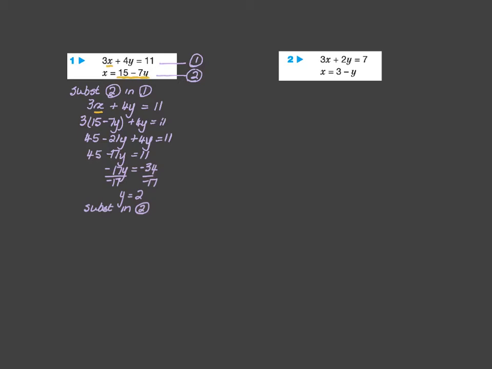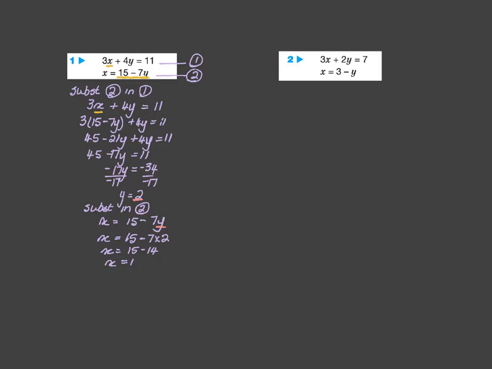The reason why I choose equation 2 is because it tells me x is equal to, and I'm trying to find x. So write down that equation 2, x is equal to 15 minus 7y, and I know that y is equal to 2, so I'm going to put a 2 in place of y. I get x is equal to 15 minus 7 times 2, which is x is equal to 15 minus 14, x is equal to 1. And for this exercise, we're going to skip out the checks.